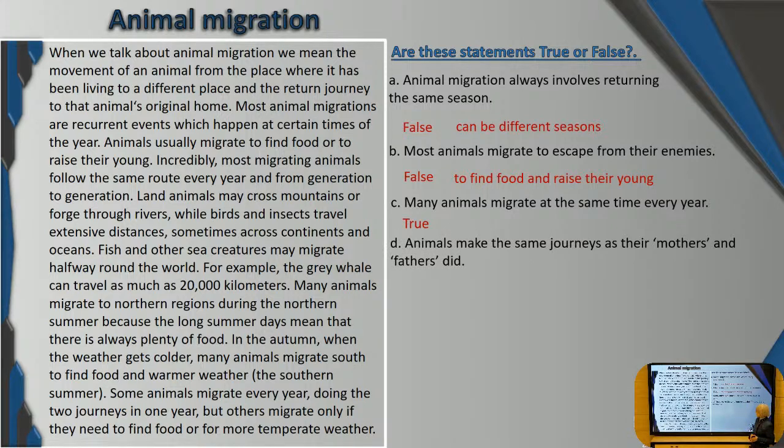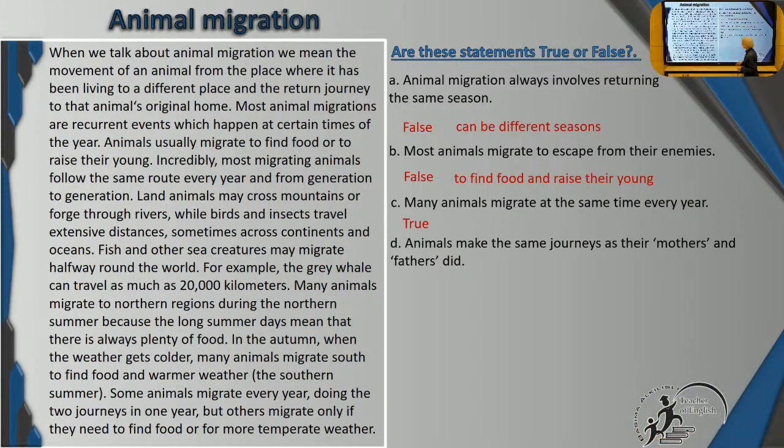The next one. Animals make the same journeys as their mothers and fathers did. In the text, we have from generation to generation. Yes, so it's true. The next one. Many animals migrate south in the summer. Do they migrate south in the summer? Of course not. They migrate north in the summer. Or we can say they migrate south in the winter.